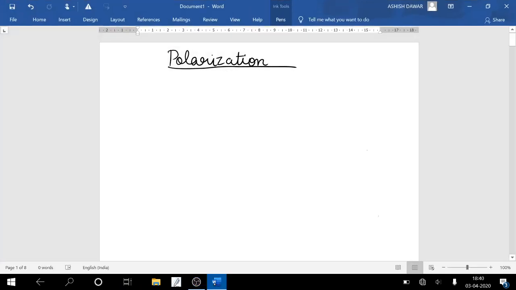Hello students, today I am going to discuss polarization. Before that, as we know, there are two types of waves: transverse and longitudinal.